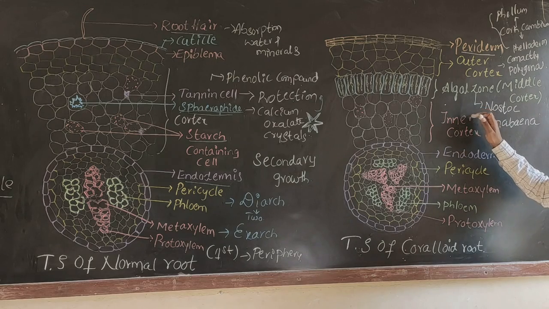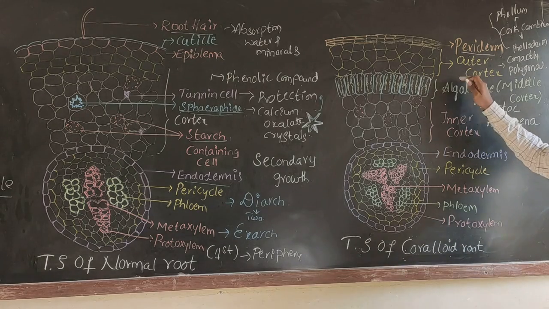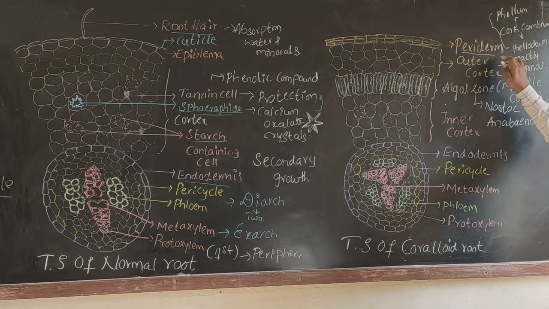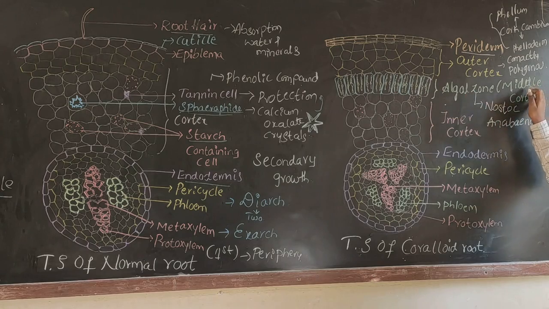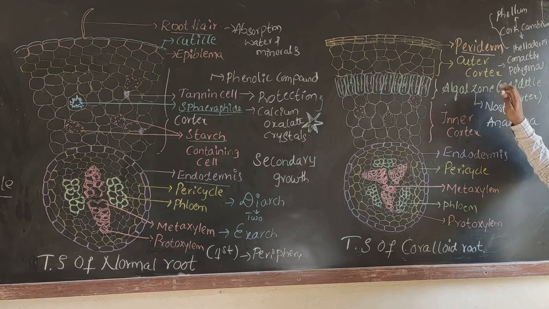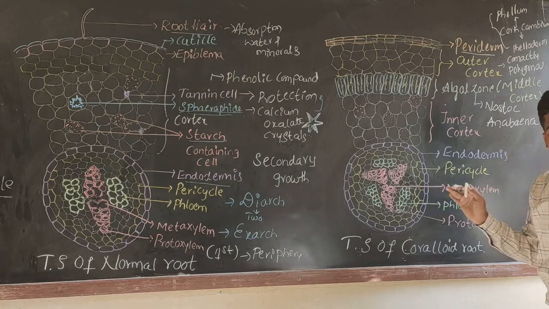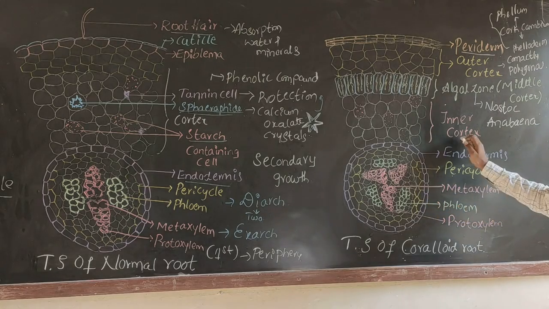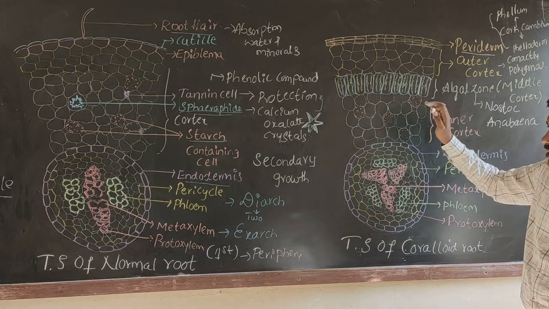So this is about the cortex in the case of coralloid roots. It is differentiated into three parts. The outermost one is made up of compactly arranged polygonal cells, known as the outer cortex. It is followed by the middle cortex, made up of single layered elongated cells, also known as the algal zone because of the presence of algae like Nostoc and Anabaena. It is followed by the inner cortex, made up of loosely arranged cells. Some of these cells show deposition of tannins, calcium oxalate crystals, and starch granules.